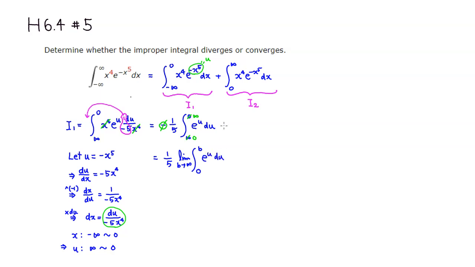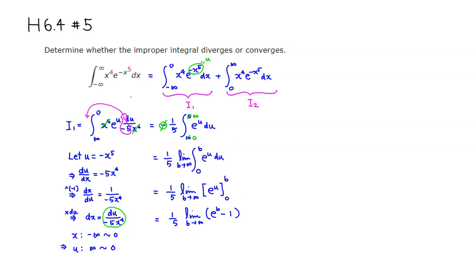This is a rather simple integration. You have a 1 over 5, and we still take care of the limit later. The antiderivative of e to the u is e to the u again, going from 0 to b. So this is equal to 1 over 5 times the limit as b approaches infinity, and then we plug in b: e to the b minus e to the 0, which is 1.